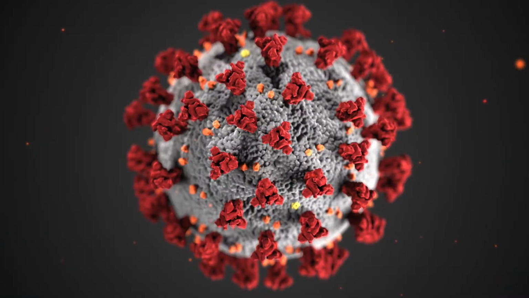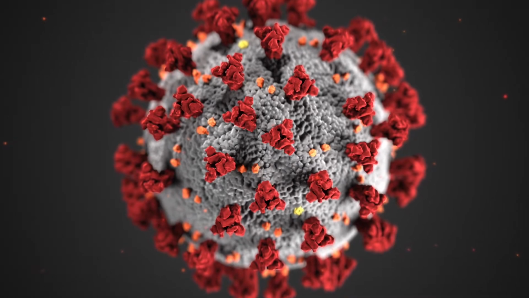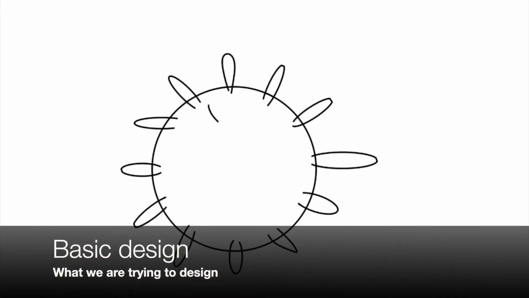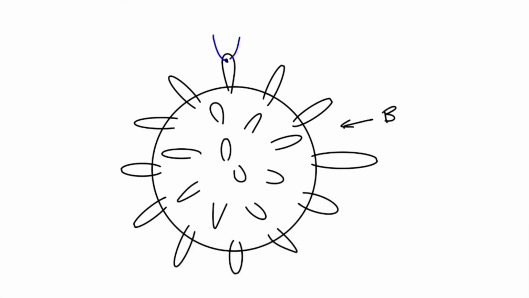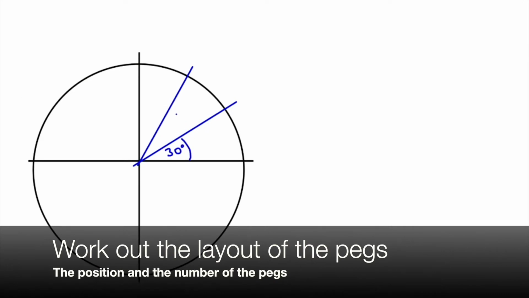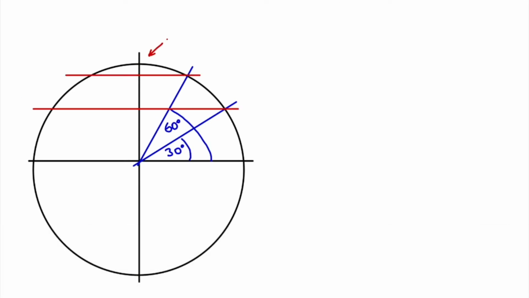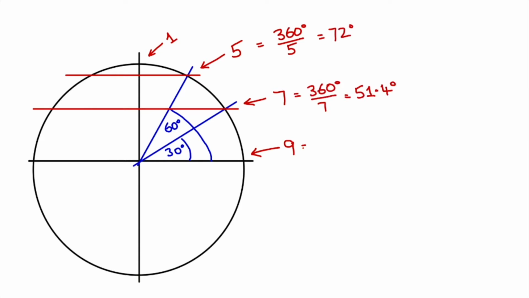This Instructable details how to create a COVID-19 Christmas tree decoration. I started by creating a basic design of what I wanted the decoration to look like. Then I worked out the layout of the pegs and the locations. Each of those pegs has a different degree offset around so we can space them accordingly.